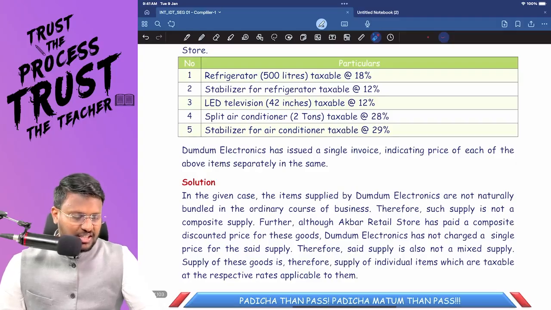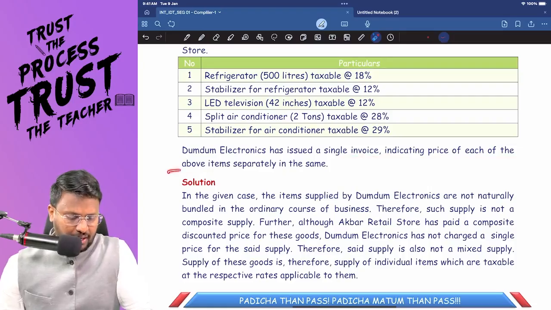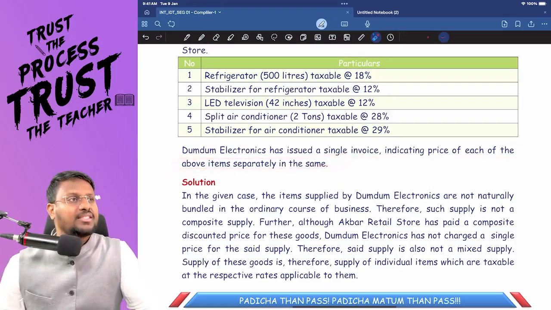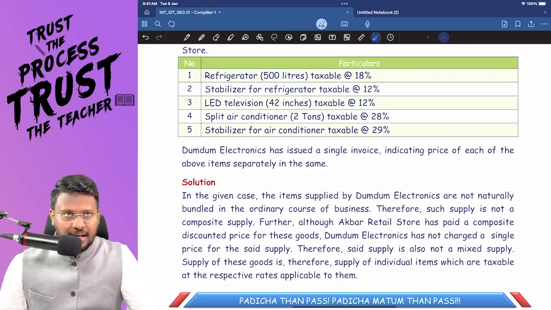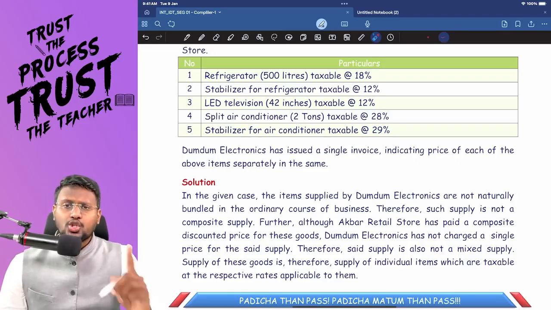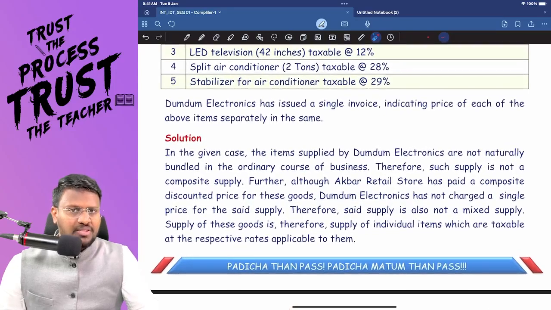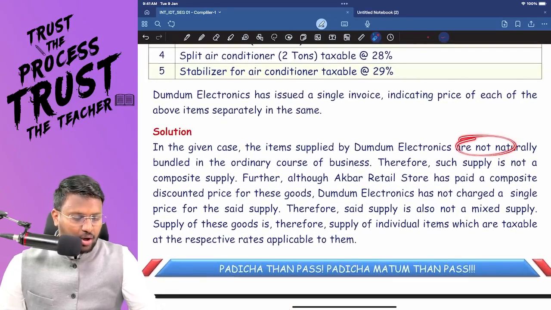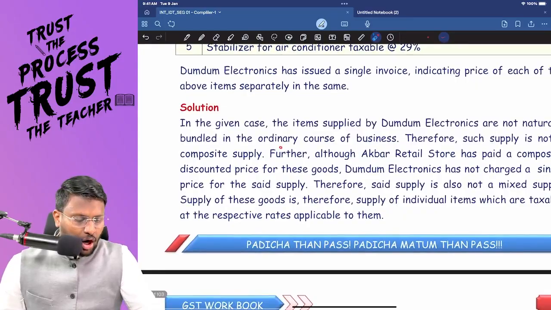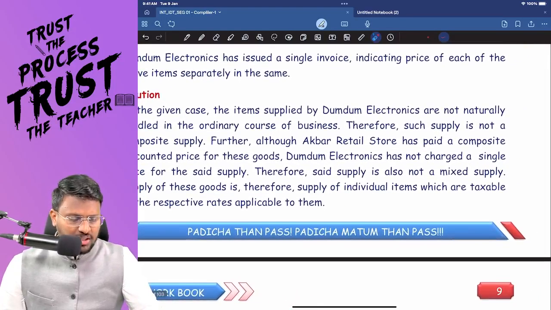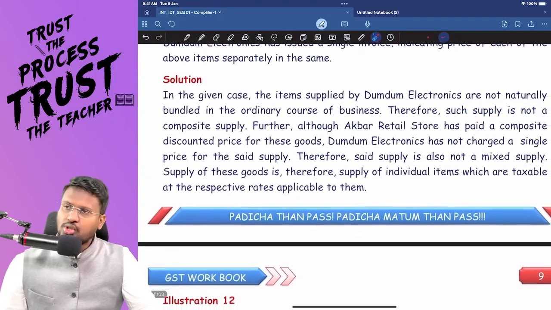Dum Electronics has issued a single invoice indicating the price of each of the items separately. In order to be a mixed supply, it should be for a single price. Are you remembering the definition? So in the given case, items supplied by Dum Electronics are not bundled in the ordinary course of business. Hence, it is not a composite supply. Therefore, such supply is not a composite supply.